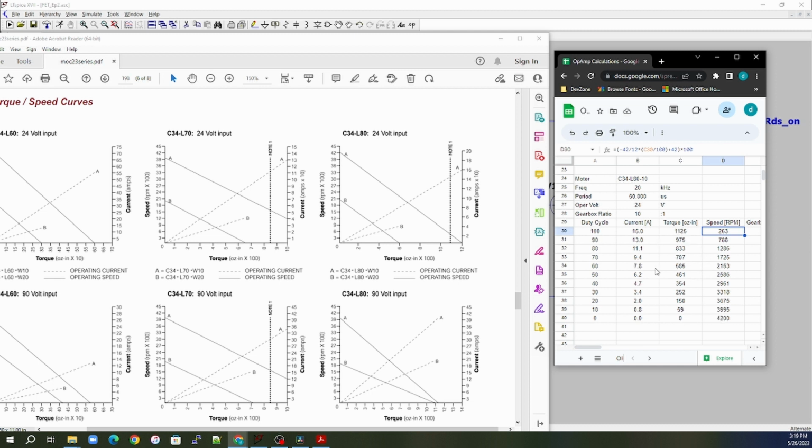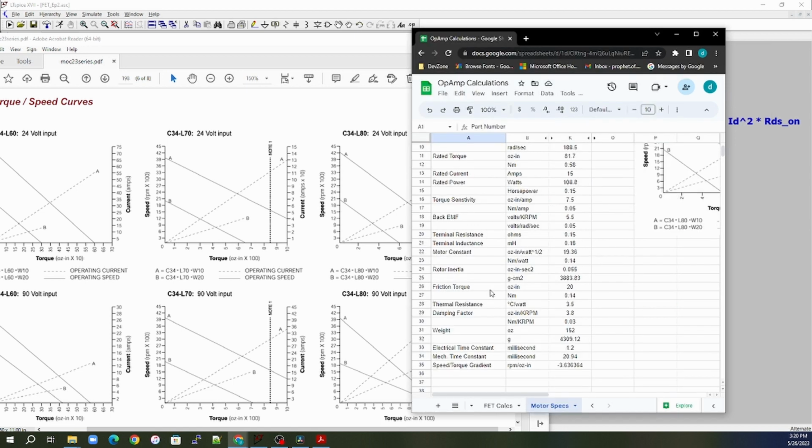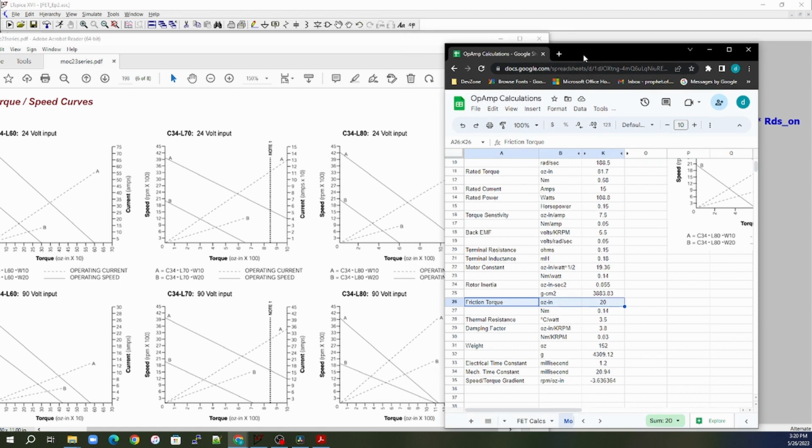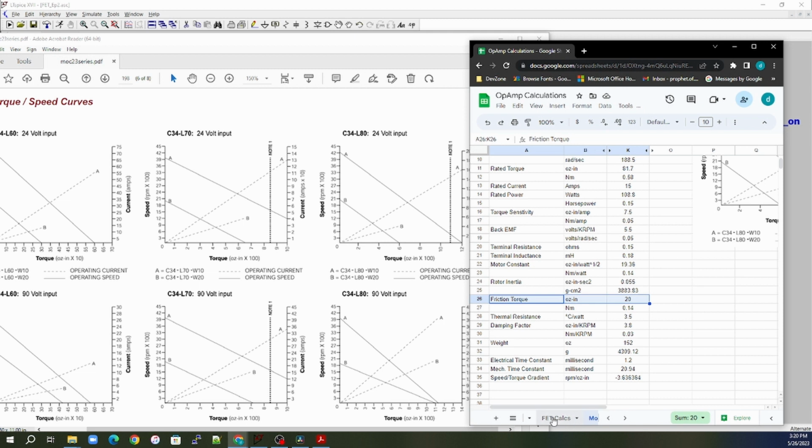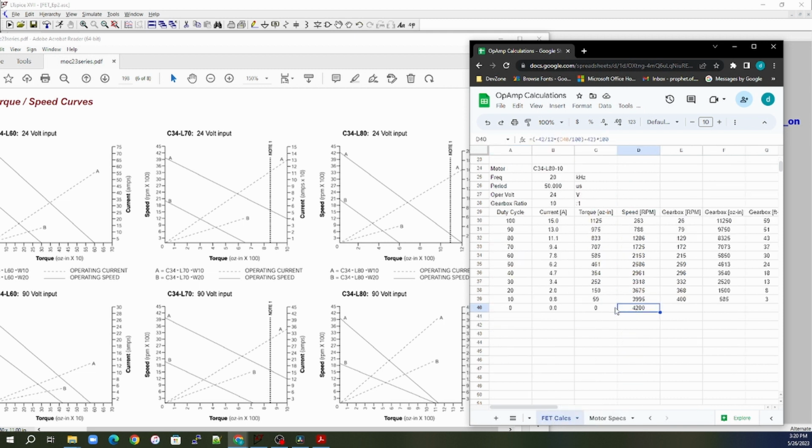Why do I say that at no load, the speed will be around 4,200? Again, if we take a look at the motor spec, when we have no load, we're not applying really any torque. The only torque comes from the internals of the motor. So we can see here that the internal torque is only 20 ounce inches. So that's pretty much nothing. So if we go back, just figure it's going to be around here. Our speed is probably going to be max speed with no load on it.